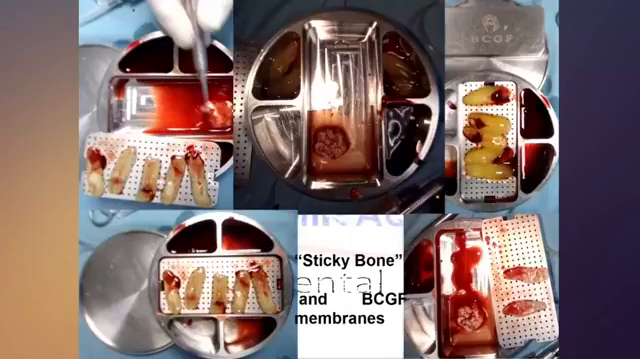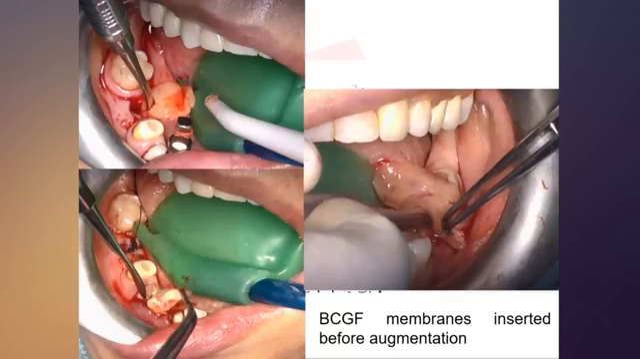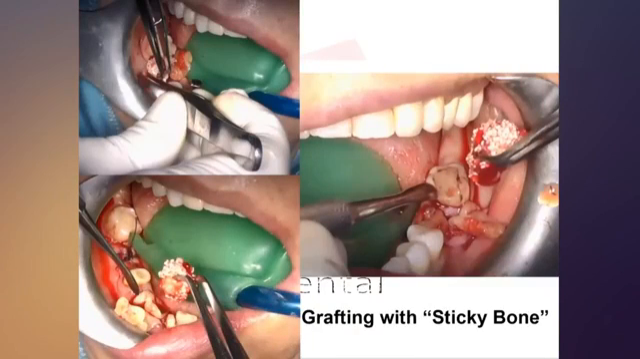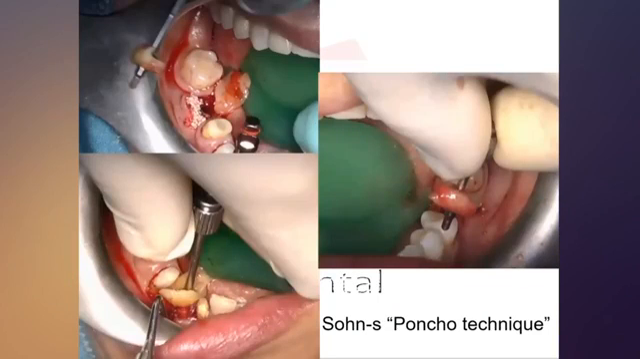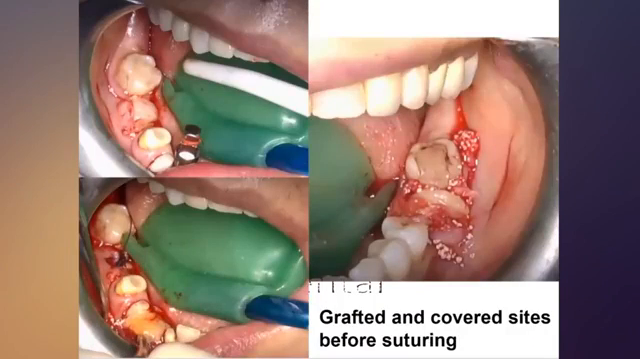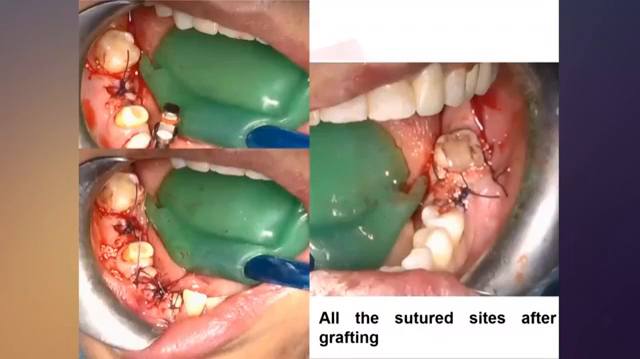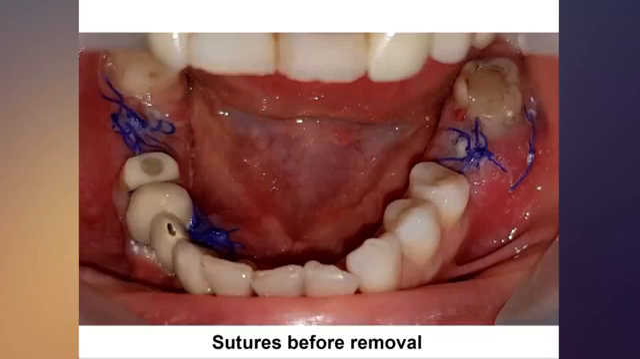Sticky bone on all the sides, also membranes, BCGF membranes all over it, and the poncho technique from Professor Son, and primary closure. This is the situation at sutures removal in a couple of weeks.